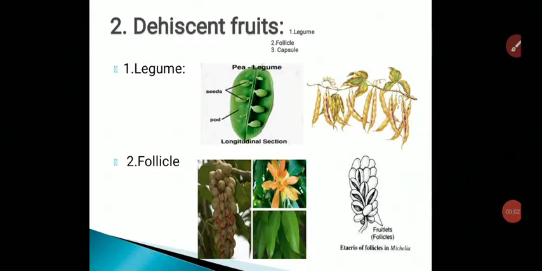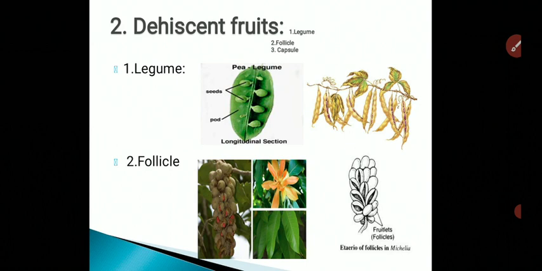In a previous video we discussed simple fruits, and these simple fruits are again divided into two types, that is indehiscent and dehiscent fruits. We have discussed in detail the indehiscent type of simple fruits, where dry fruits and fleshy fruits are the two types.